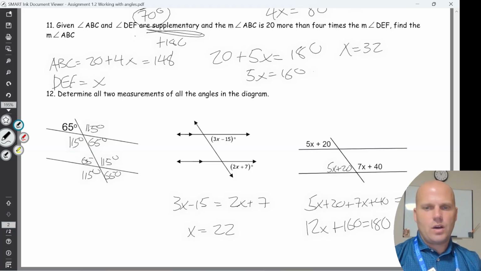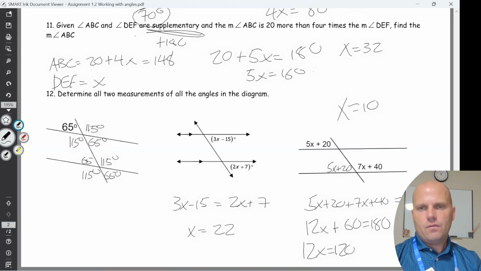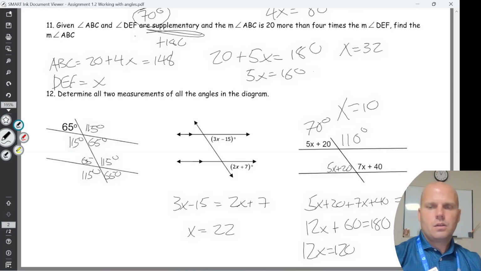And we can see that 12x plus 60 equals 180 after combining. That means 12x equals 120. That means x has to equal 10, which means the angles are going to be 5x plus 20, which is 50 plus 20, which is 70, and 110. Great.